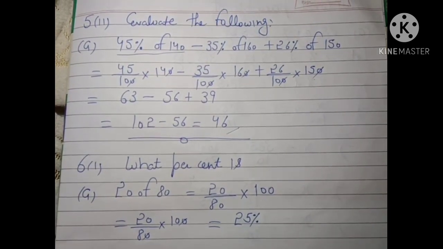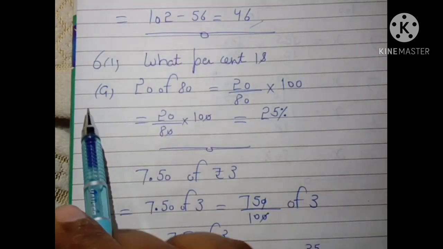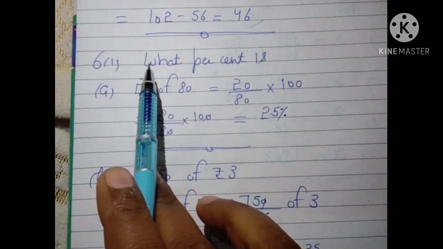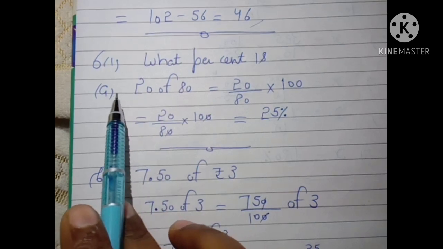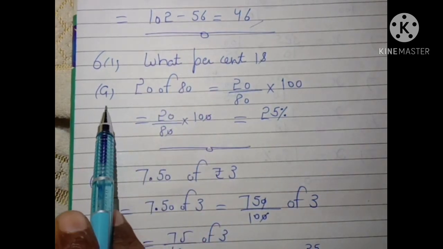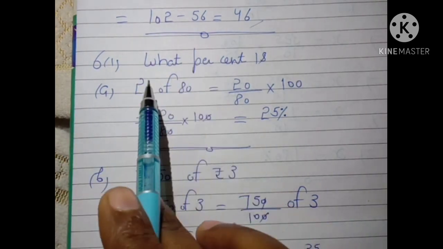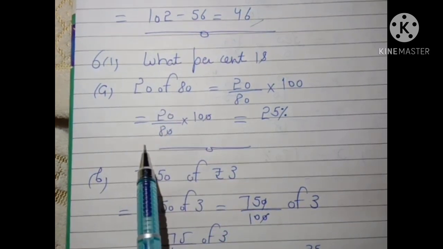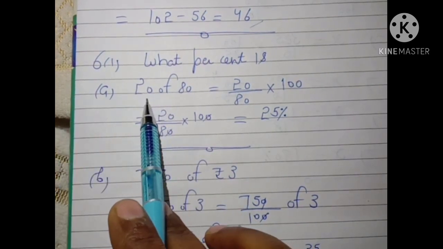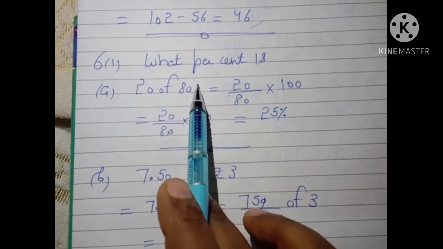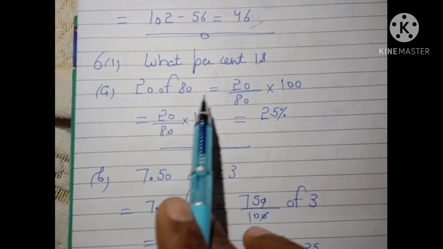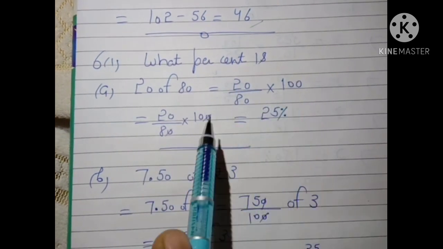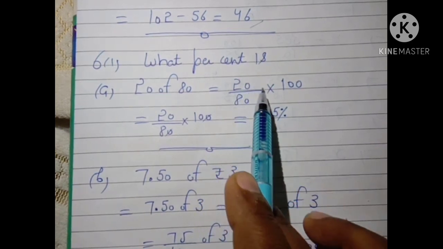And its second part you have to try by yourself. So okay, now see the sixth part. Its first sum, you can see what percent is 20 of 80. Means in this first part we have to find out what percent is 20 of 80. So how can we solve this one? Write down this 20 in the numerator and this 80 in the denominator, and then multiply it with 100, because we have to convert this fraction into percentage.